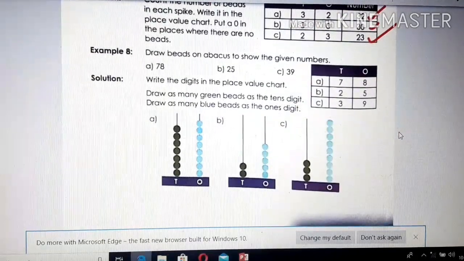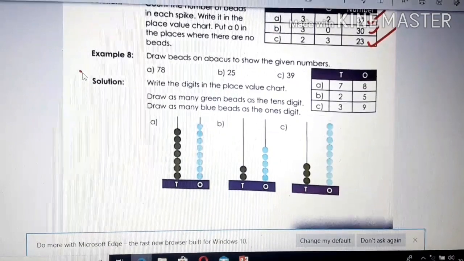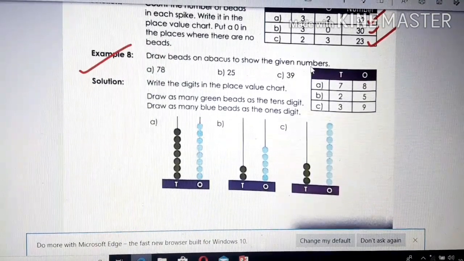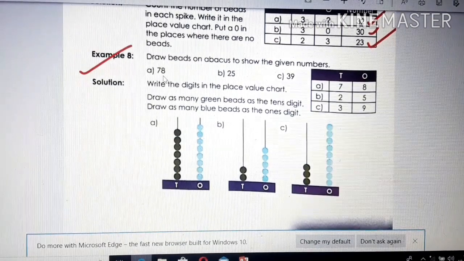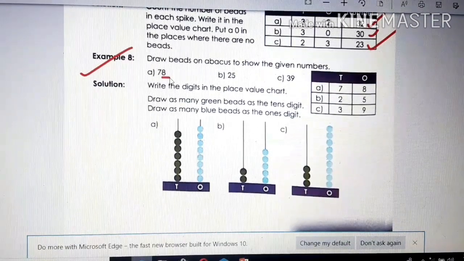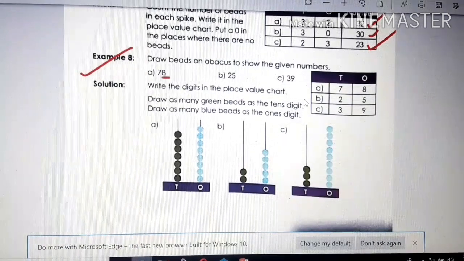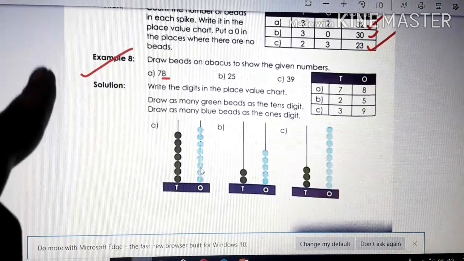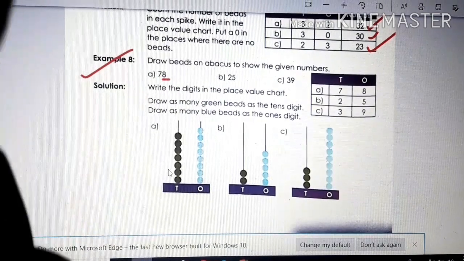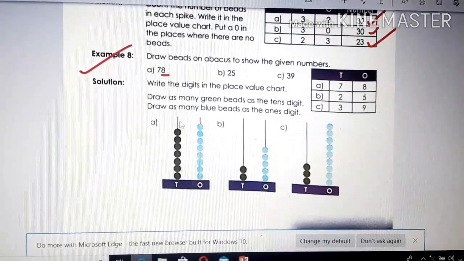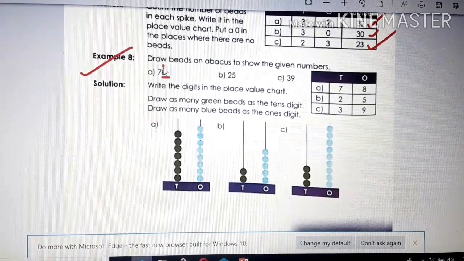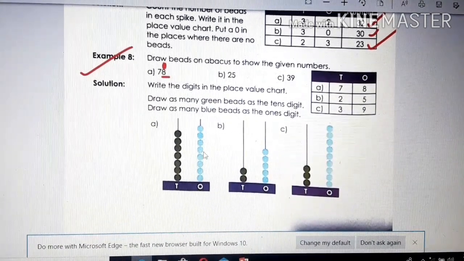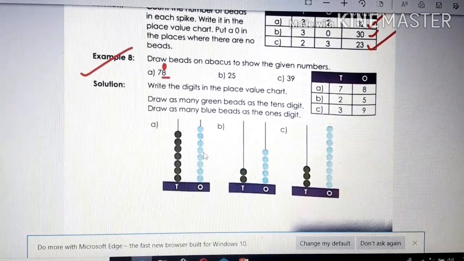Next you see example 8. It is very interesting, children. Draw beads on abacus to show the given numbers. So first comes what? Ones. 78. So children, ones place beads will be of blue color, and tens place beads will be of green color. So, ones place, how many beads you will put, children? 8. Understood? You will place 8 beads.